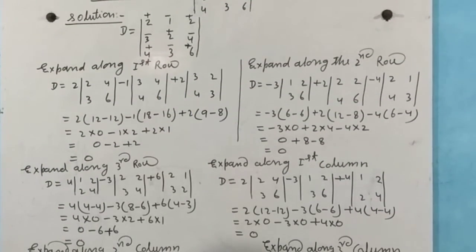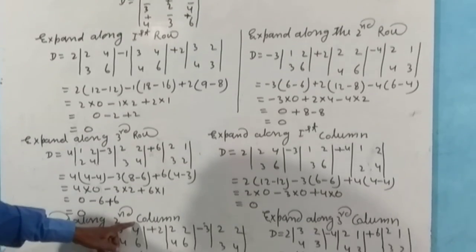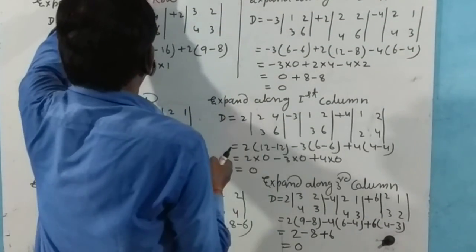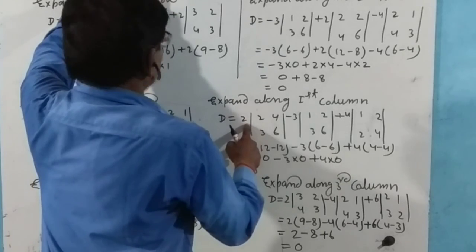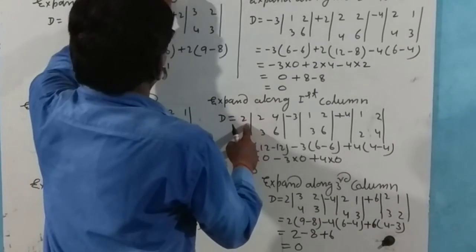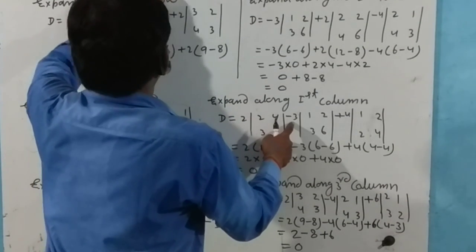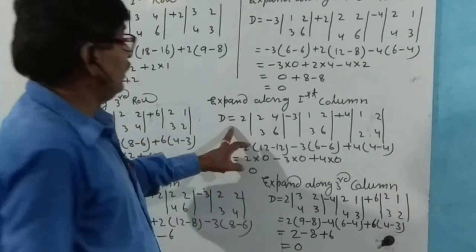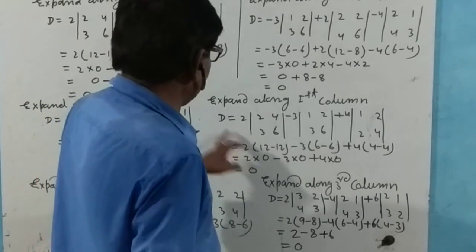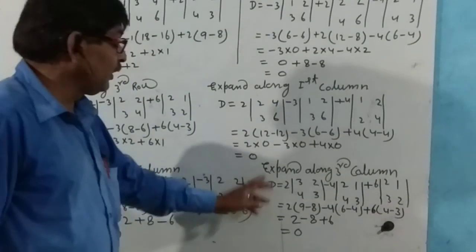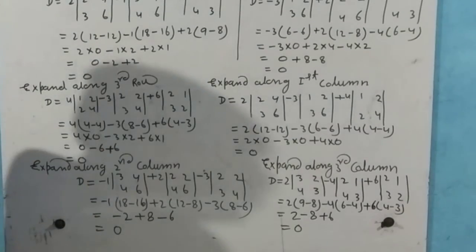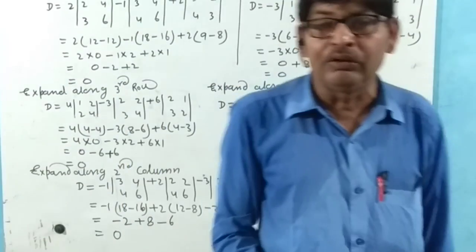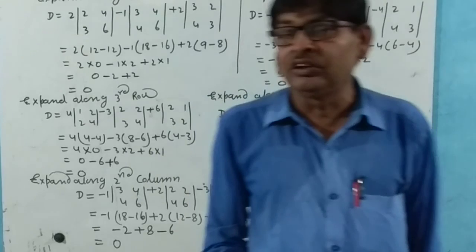Now also expand along the first column here. This is the first column. 2 deleting this 2 4 and 3 6 and minus 3, deleting this and this. Now here, so that the value of D is 0, also value of this is 0 and this is 0. Now we expand and calculate the value of determinants in this way.